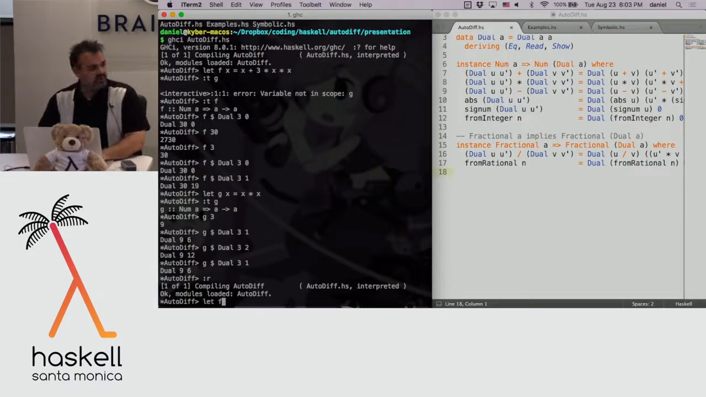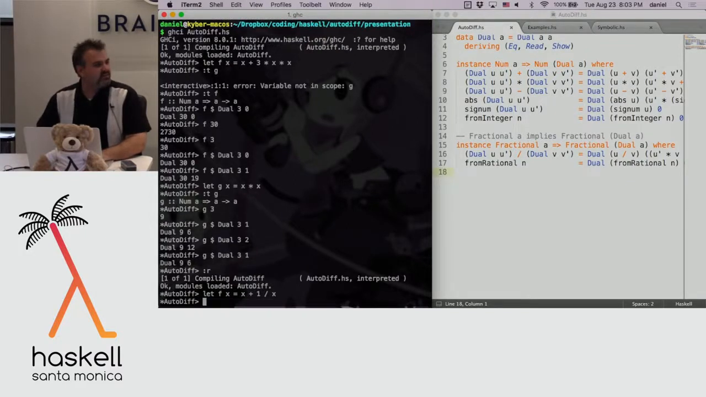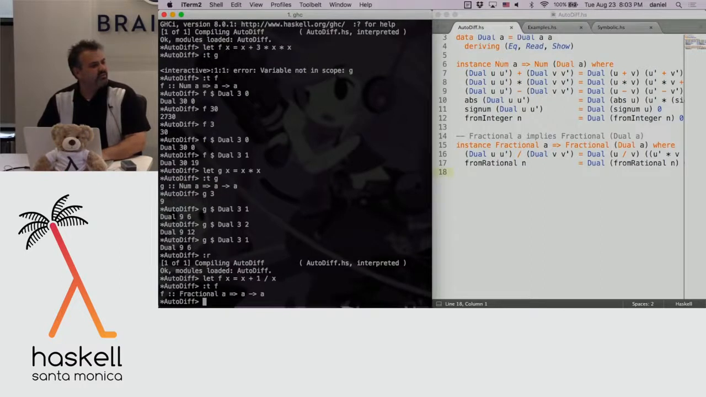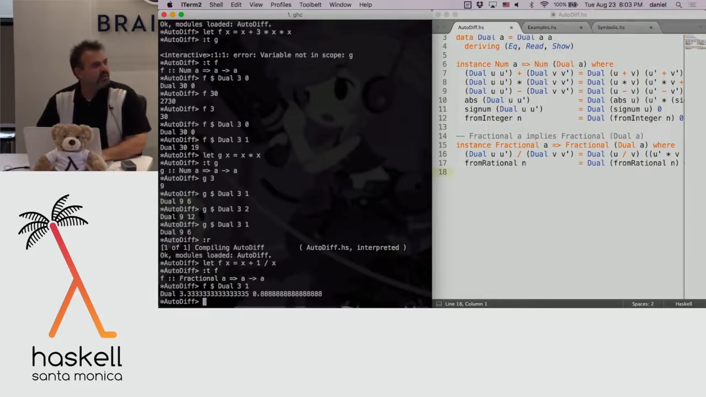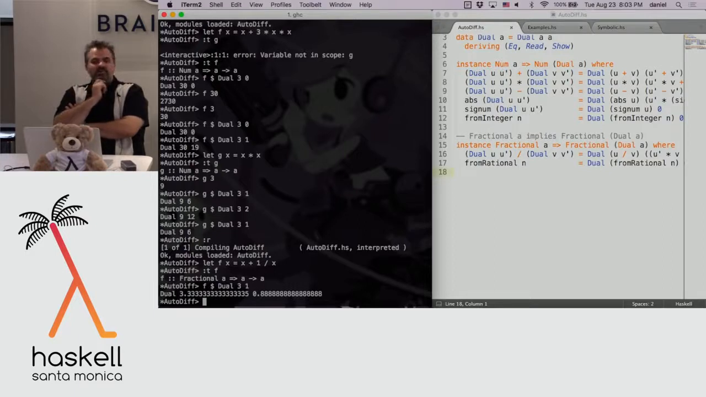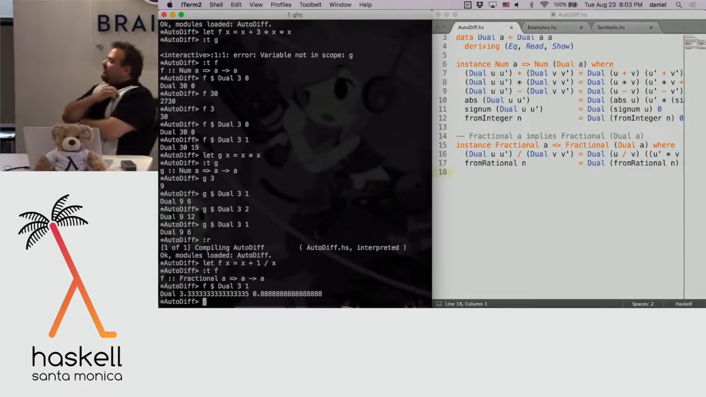Okay. We can have division in our functions now. Let's say x plus 1 over x, and the type of f is Fractional. And we can just apply f to a dual number. The claim here is that the value of the function at x equals 3 is 3 point whatever, and that the slope at that point is 0.8888. Is it? Yeah, it is. We can verify it, but it is.